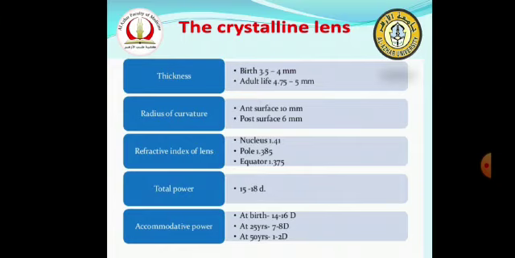The refractive index of the lens: the nucleus 1.41, while the pole 1.385 and the equator 1.375. The total power ranges from 15 to 18 diopters, while the accommodation power at birth equals 14 to 16 diopters, at 25 years it ranges from 7 to 8 diopters, and at 50 years old it ranges from 1 to 2 diopters.